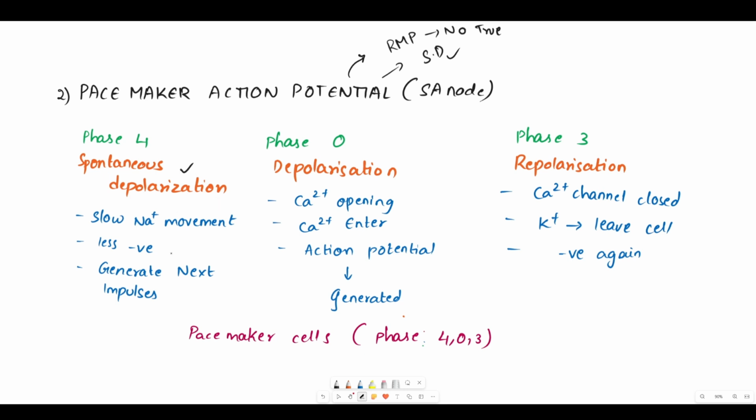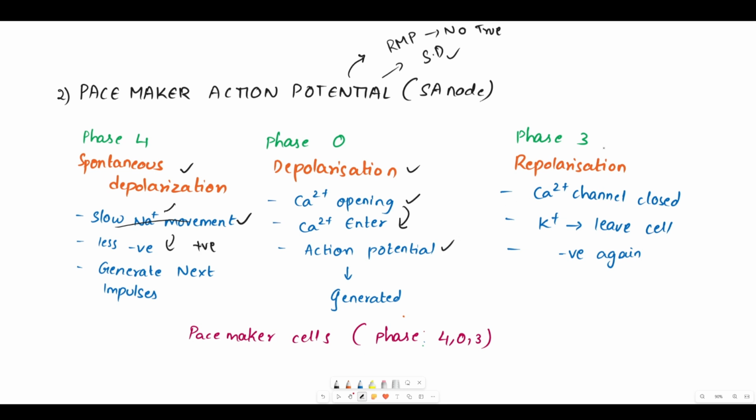What happens here? There is a slow inward movement of sodium, thereby causing the membrane to become less negative. That means the membrane moves towards the positive condition, thereby generating the next impulse automatically. Coming to the second one, phase 0, the depolarization phase. Here there will be opening of the calcium channels, due to which calcium enters the cell. Thereby it generates the action potential.